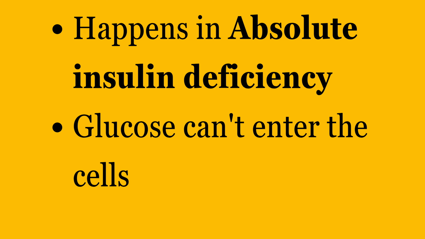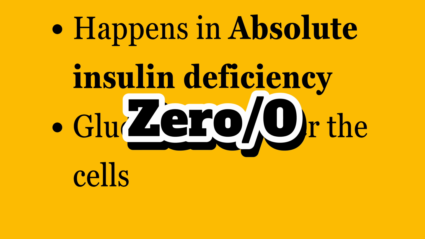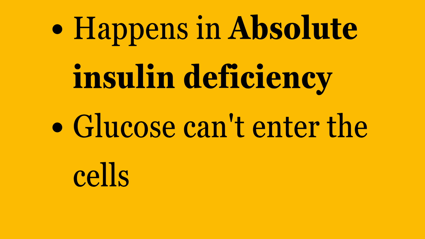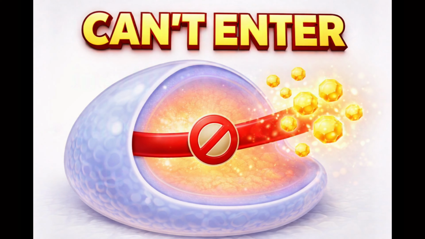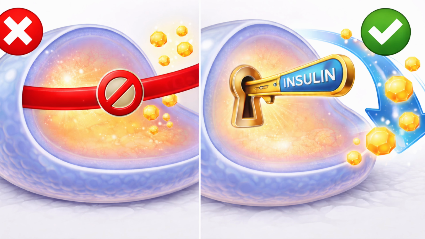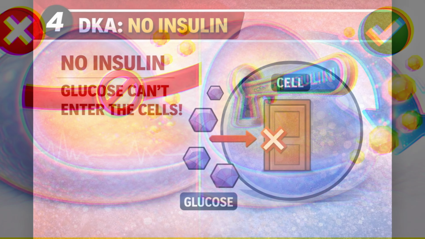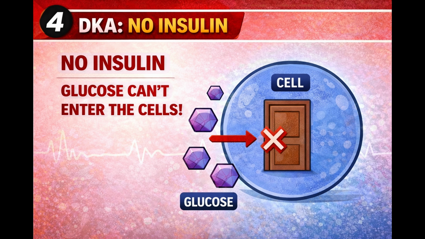In DKA, there is absolutely no insulin. Zero. There's no insulin at all. Now, when there is no insulin, glucose cannot enter the cells, because insulin is like the key that opens the door for glucose to enter the cells, and the cells need glucose to convert to energy. In DKA, there is no insulin at all. Therefore, the body and the cells are unable to get glucose to use for energy.